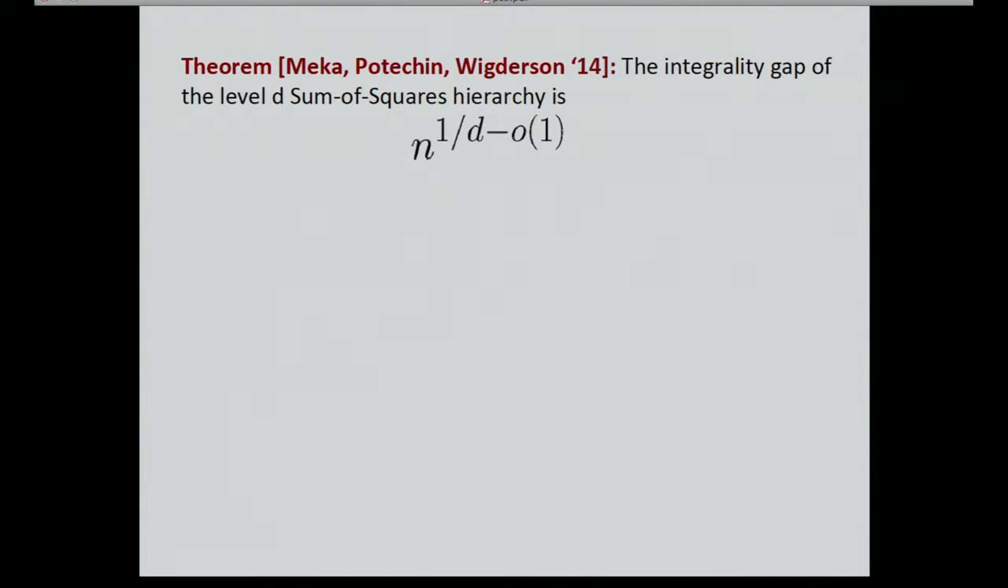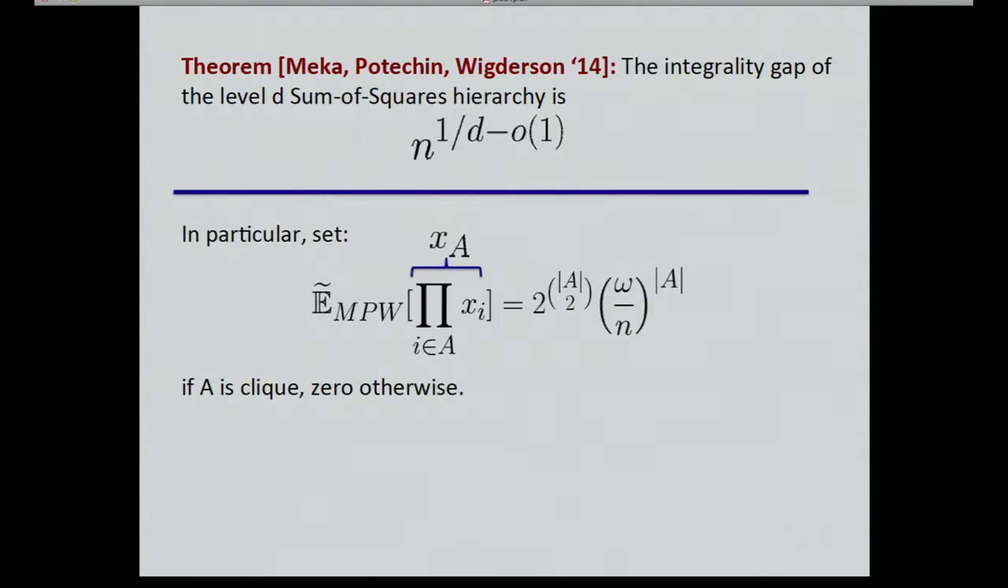And if you take their approach and try to translate it into pseudo-moments, well, you have to do quite a bit more work. But what Meka, Potechin, and Wigderson showed was that the level D SOS hierarchy has an integrality gap of at least n to the 1 over D. Now this is quite interesting because if D gets larger and larger, you might think that maybe there's some hope that SOS really can find tiny planted cliques.